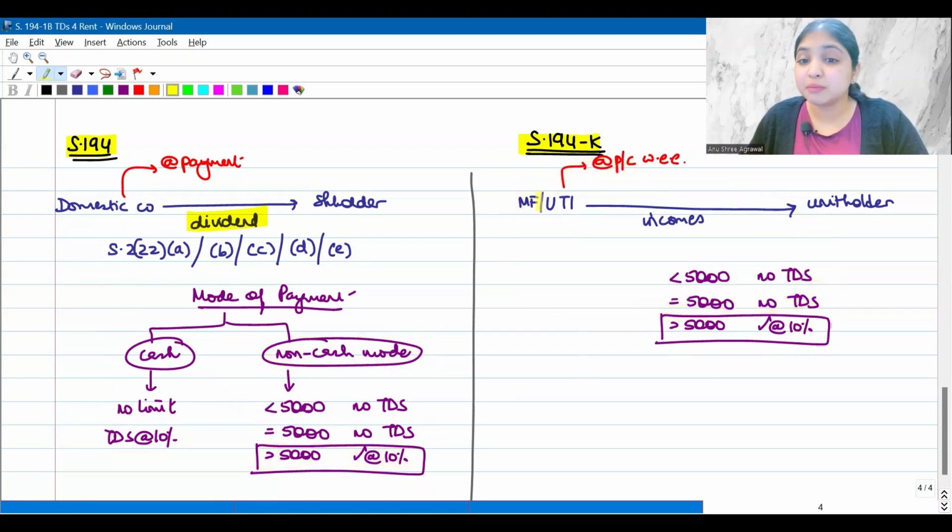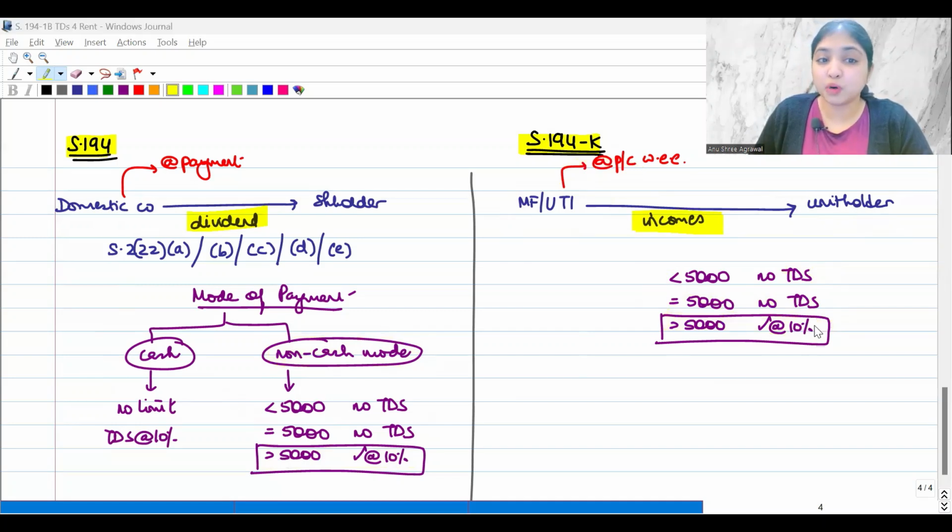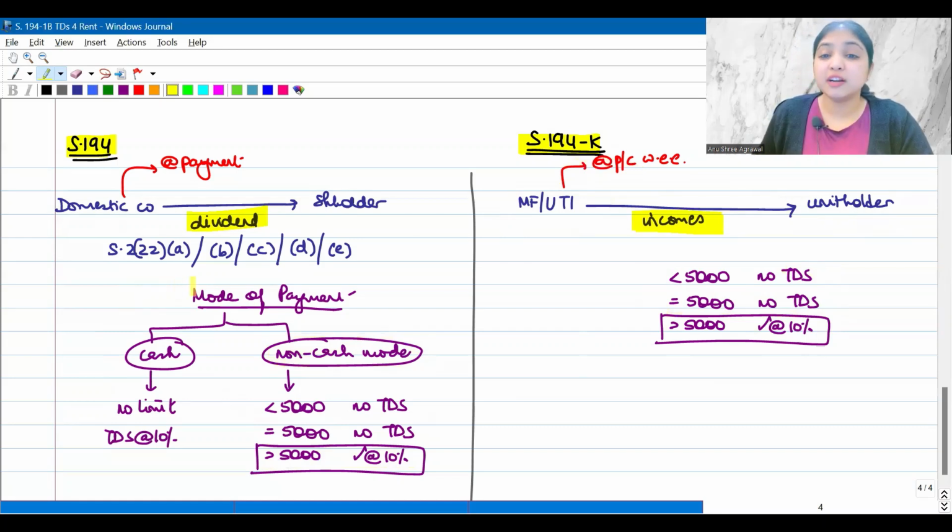Then here we learned about mutual fund or UTI. When they give any income to the unit holders, up to 5,000, no TDS. Only if it is more than 5,000, only then TDS will apply. TDS will be at what rate? TDS will be at the rate of 10%. Alright, everybody. So here again we have learned two more sections, section 194 and section 194K.